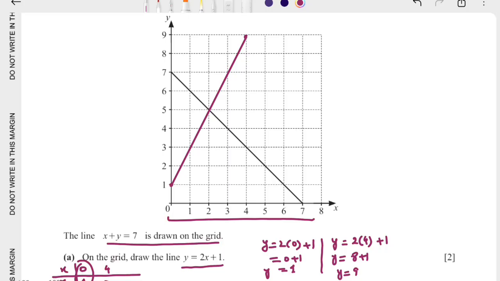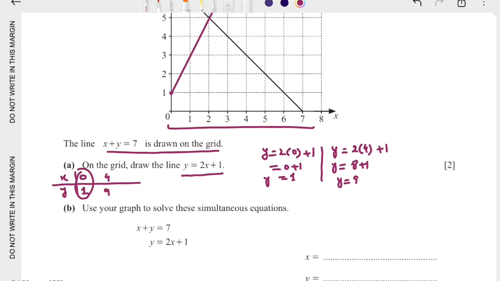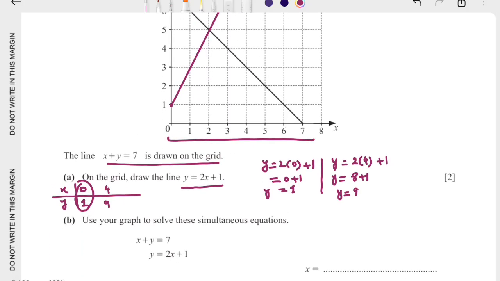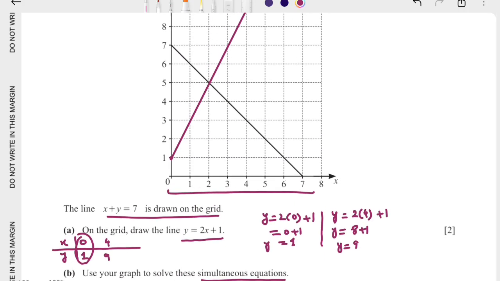Now we have to see the next part. Use your graph to solve the simultaneous equations x plus y is equal to 7, y is equal to 2x plus 1. We have to see the intersection point of both lines. So that is over here. The value of x is 2 and the value of y is 5. So this would be your solution set.